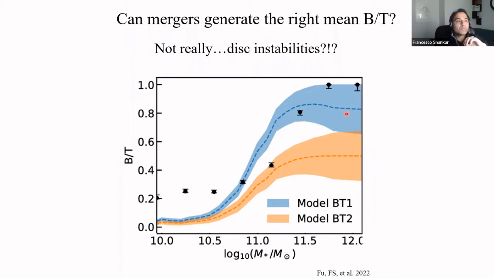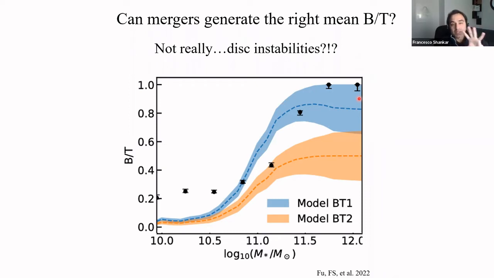If we do the latter model with disk regrowth, and we assume that this is as significant as some simulations suggest, then we get this orange line over here. You can see there is a massive discrepancy at high masses, because the data suggests the B over T is very close to 1, and these models struggle to reproduce a B over T of 1. The models that perform a bit better are those where we assume that B over T is very close to 1 when the two progenitors merge in a major merger.